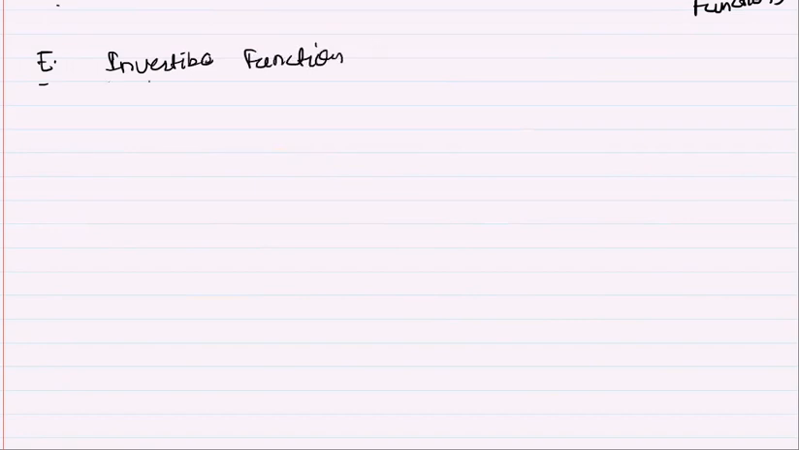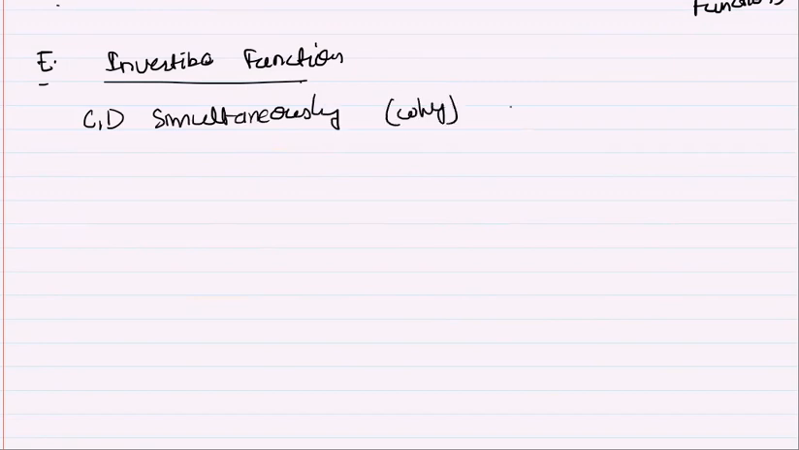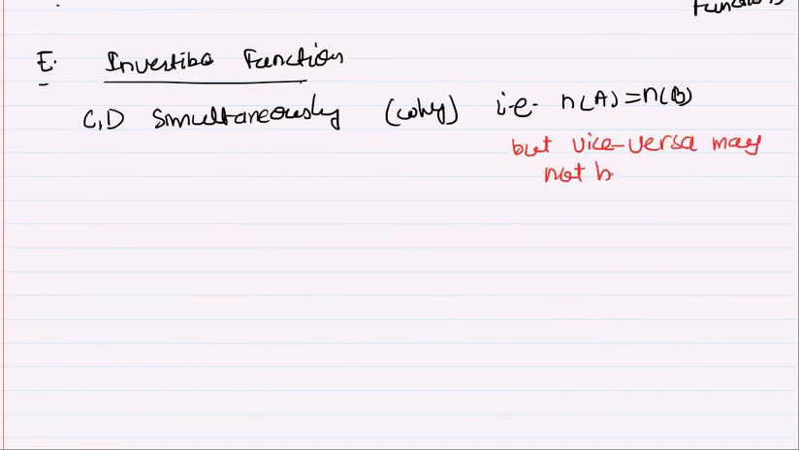So for being an invertible function, C and D simultaneously. But why? Or in other words, nA is equal to nB, right? But vice versa may not be true. So if the function is invertible, then nA is equal to nB. But if nA is equal to nB, it's not necessary that the function is invertible. Fine.